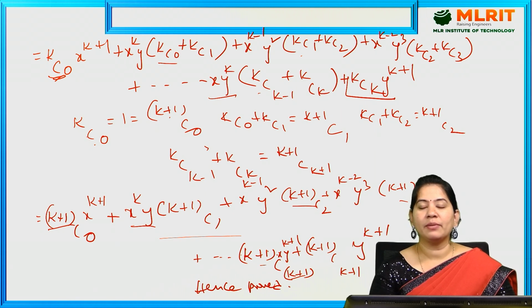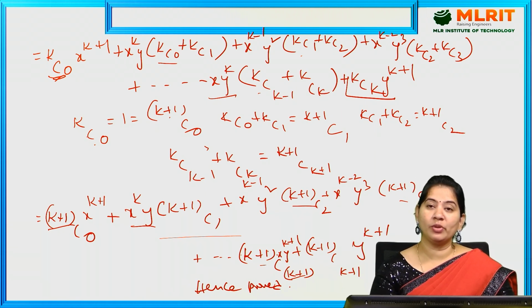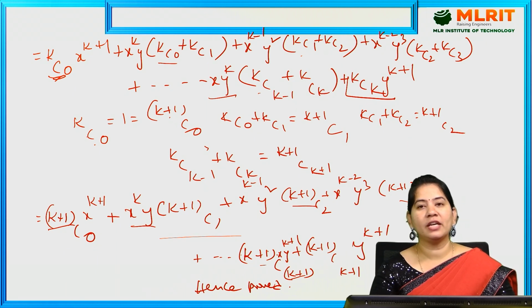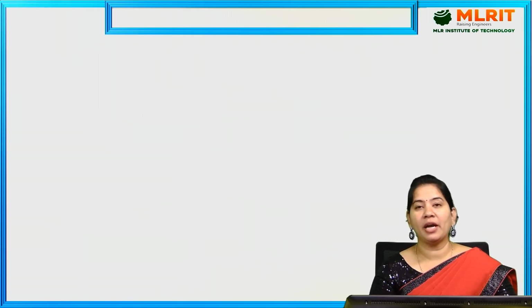So this is like mathematical induction. We have assumed that P of n is true for n is equal to k, and by assuming that, we have proved that P of n for n is equal to k plus 1 is also true. So this is how to prove the binomial theorem.